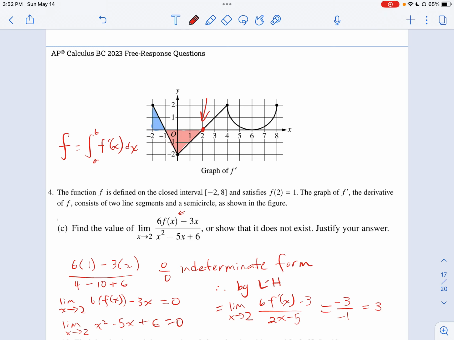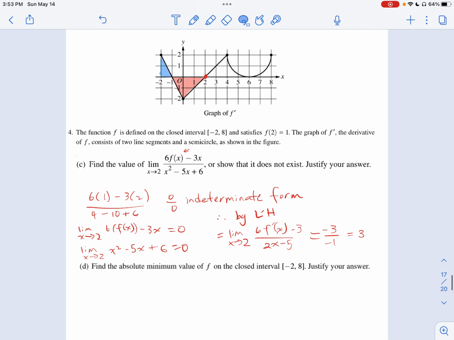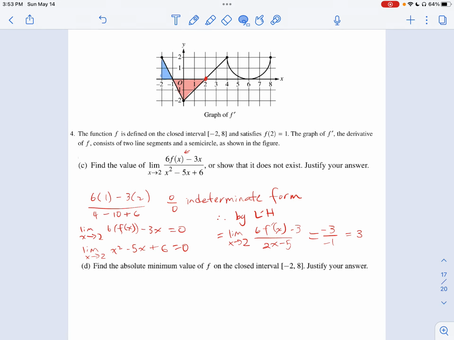All right. Let's go ahead and clean this up a little bit, because we're going to move on to the final part of this question. Find the absolute minimum value of f on the closed interval from negative 2 to 8. And we're going to justify our answer. Well, when we're finding absolute minimums, we want to consider the endpoints and any relative minimums. So we're going to start by looking at where our derivative might be equal to 0. So f prime of x, where is our derivative equal to 0?